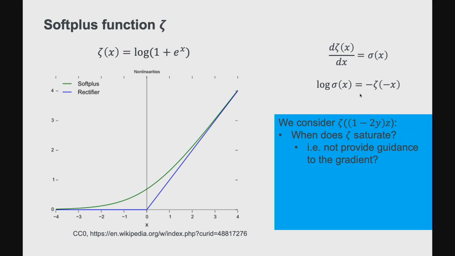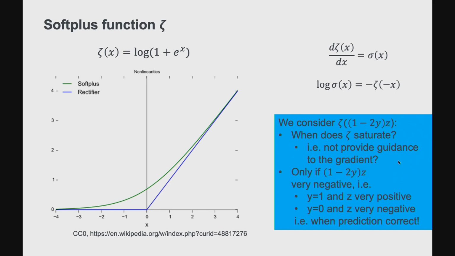And so when the gradient, when this function saturates, it means it becomes 0. It does not give us any intuition anymore where to go and how to optimize our parameters. That is meant with saturate. So not providing guidance to the gradient.